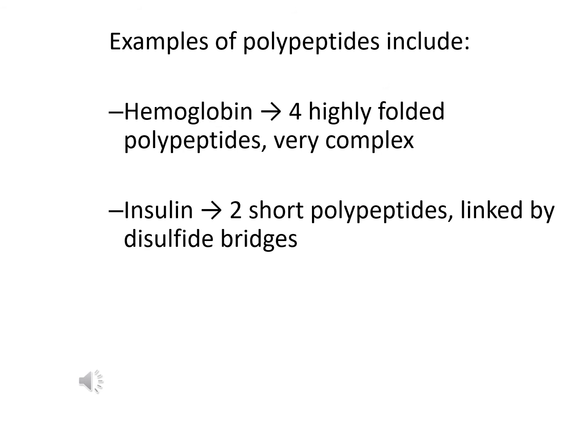Two examples of polypeptides that are body proteins include hemoglobin and insulin. When we take a look at the hemoglobin molecule, you'll see just how very complex it is. It includes 4 highly folded polypeptides. Insulin, on the other hand, is a lot less complex. It includes 2 very short polypeptides that are linked together.